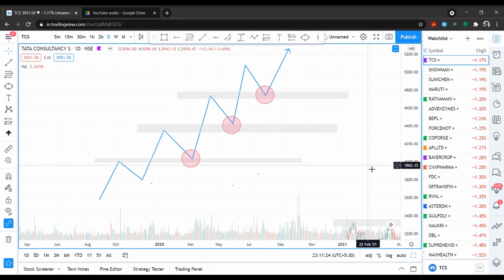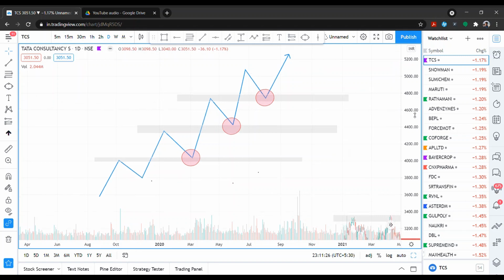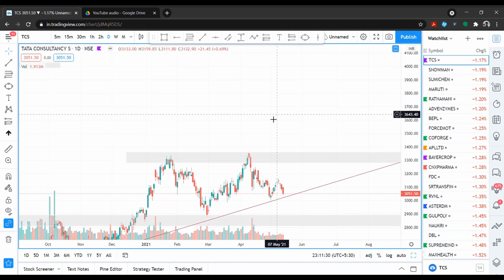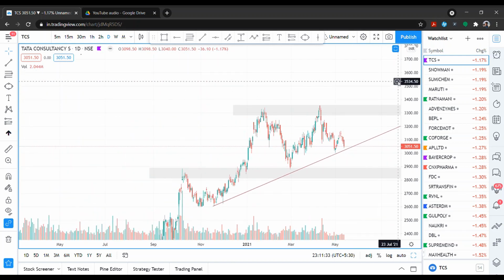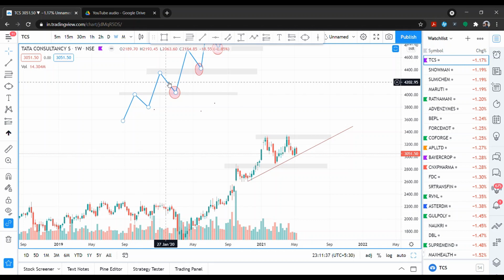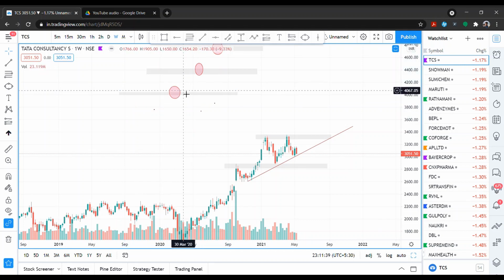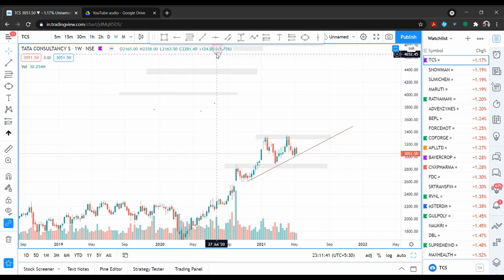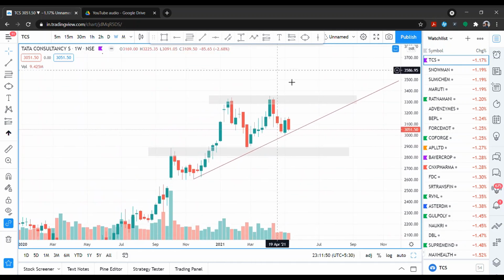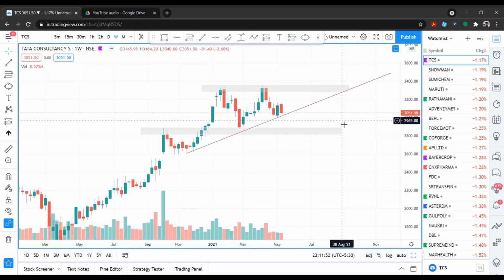Let's move into the real-time charts and try to find such opportunities. This is the chart of TCS. Let me delete all these things. In TCS we have such a move.